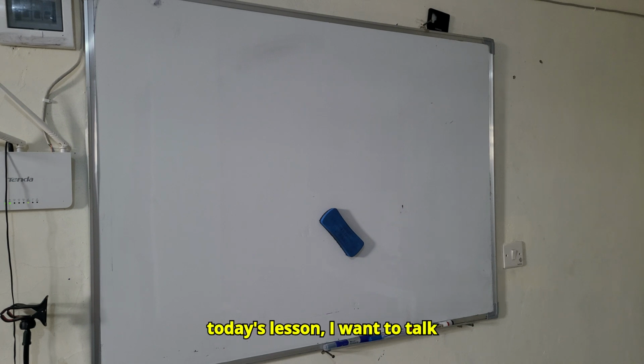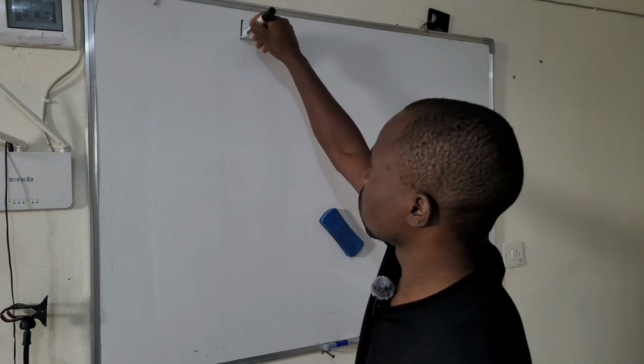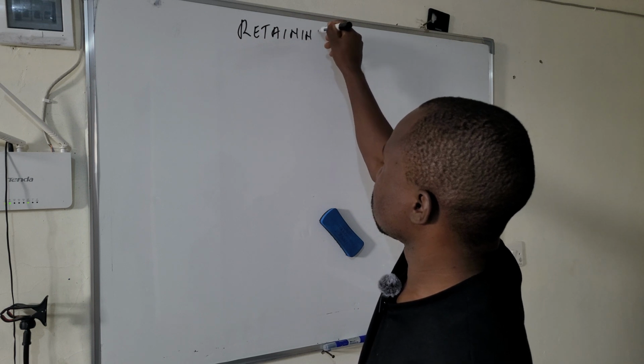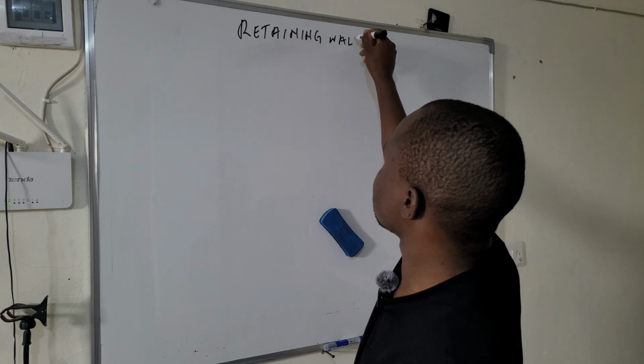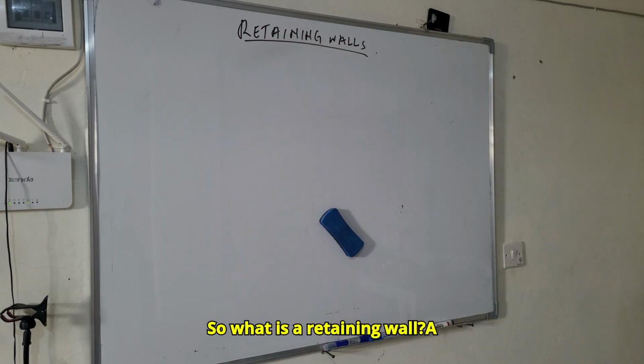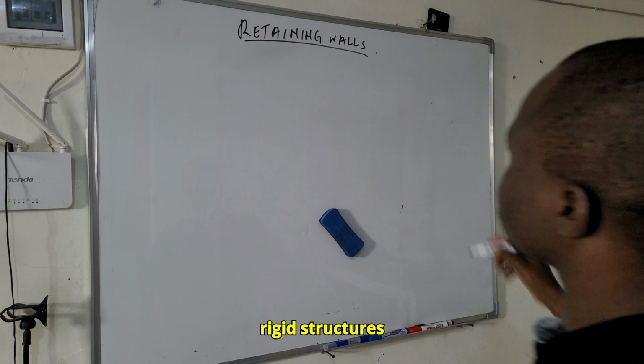In today's lesson, I want to talk about retaining walls. So what is a retaining wall? A retaining wall is a rigid structure designed to hold or retain soil, rock, or other material in a vertical or near vertical position.